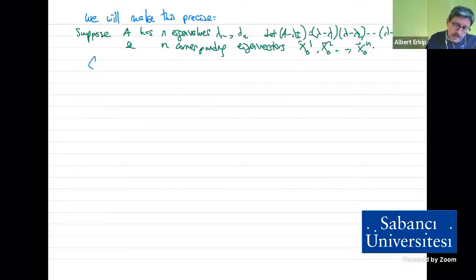And suppose these eigenvectors... okay, well, no, let's not suppose that. Then consider, let M be the matrix whose columns are the eigenvectors.